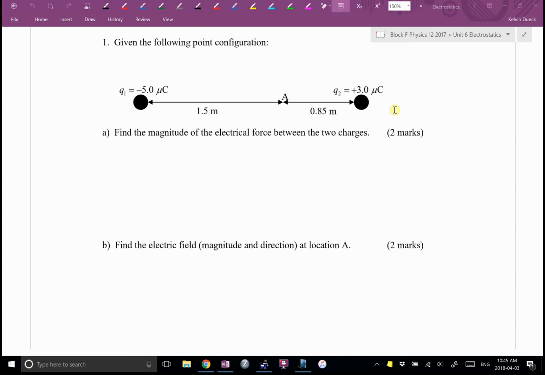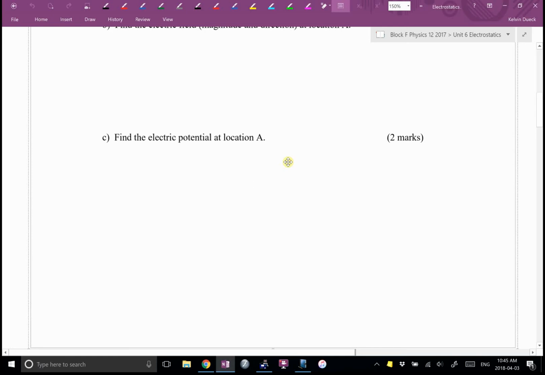What's B asking me to find? Magnitude and direction. So I can give you 2 charges and say find the force between them. I can give you 2 charges and the location and say find the net electric field, the overlapping electric field at that location. What's C asking me to find? Electric potential, which is not the same as electric potential energy. So C says find that. I could also have asked you to find the electric potential energy that these 2 charges have in that location. I did not, but I could have.